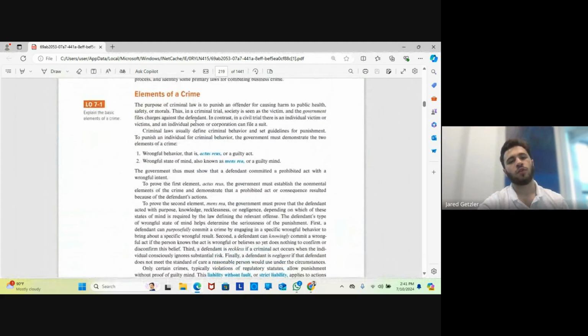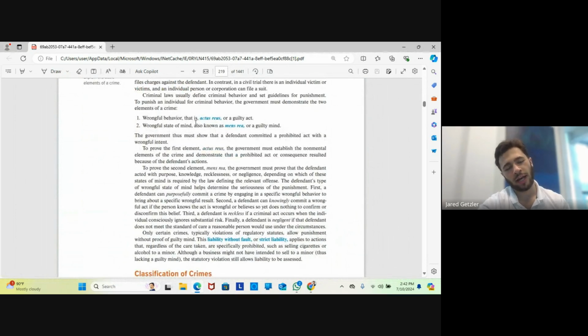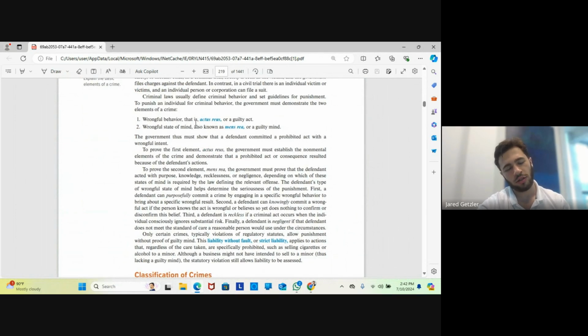So we have two parts in elements of a crime. We have actus reus, which is translated roughly to wrongful behavior. So that's going to be a guilty act based on the law. And we also have what's called mens rea, which means a wrongful state of mind or a guilty mind. So the guilty act means someone did something that was against the law. A guilty mind says that they intended to do it.